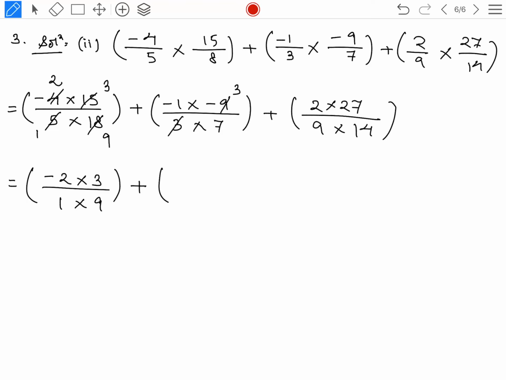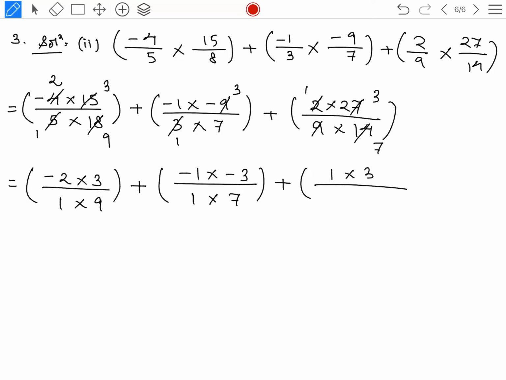Look, in the second one, we know that 3 3s are 9, yes or no, here 1, then multiply minus 1 into minus 3, here 1 into 7. Be careful about the positive and negative signs. Now see, we know that 9 3s are 27, yes or no, and 2 7s are 14. So in the numerator we will get 1 into 3 because 2 1s are 2, 2 7s are 14, 9 1s are 9, 9 3s are 27, yes or no. So in the denominator we will get 1 into 7.